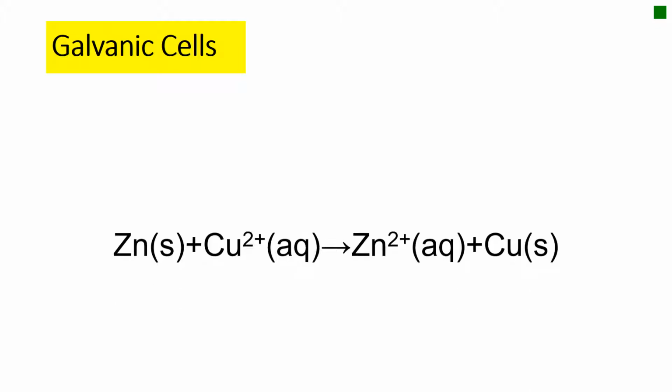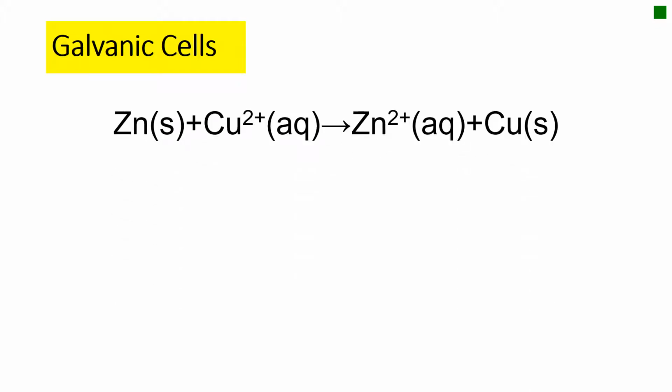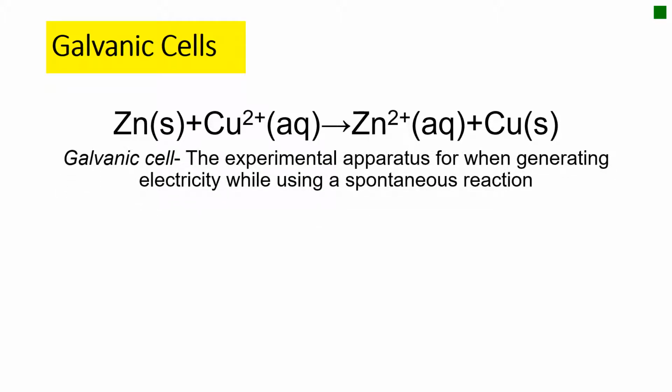So for example, such situations can be visualized through this process, and zinc would be considered in this process the reducing agent, while copper is the oxidizing agent. So in this process, we can further explain what a galvanic cell is. A galvanic cell is the experimental apparatus for generating electricity using a spontaneous reaction. This can otherwise be known as a voltaic cell.